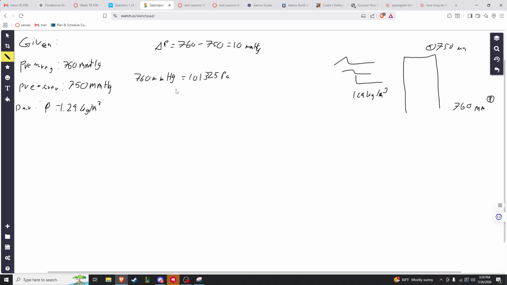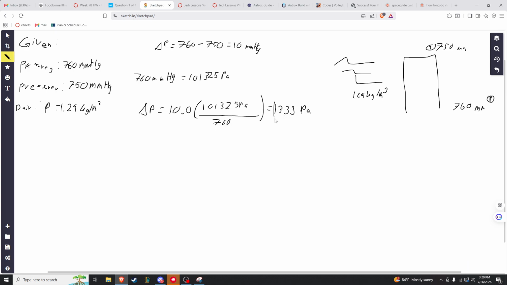And since we know the pascals, because we can't use this SI unit, we want to use pascals for the hydrostatic pressure equation. If we do the equation here, it's going to be 10.0 times, which is the change in P, 101,325 pascals over 760, which is going to equal 1333 pascals.